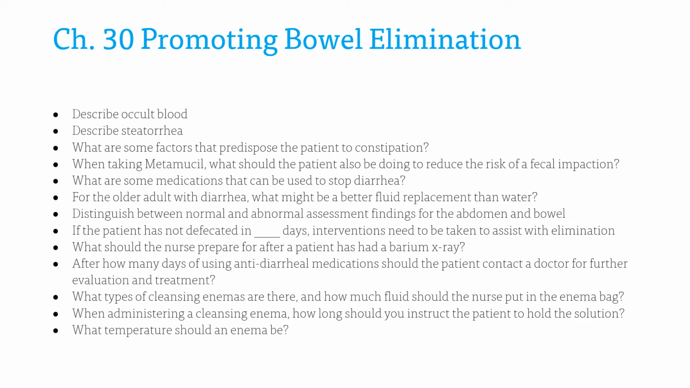So cleansing enemas and how much should you put in the bag? On that one, we're going to look on page 590, in table 30.1, types of enemas and their actions. Look at the cleansing enema. It can be a soap suds enema. This would be 5 mL of Castile soap in 1,000 mL of water. It could be a tap water cleansing enema, or it could be a saline cleansing enema. For a saline cleansing enema, you would want to use 500 to 1,000 mL of normal saline.